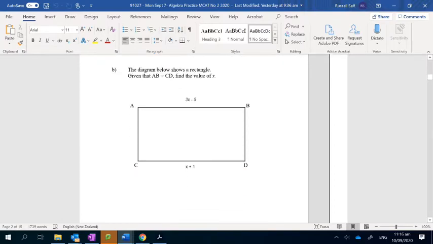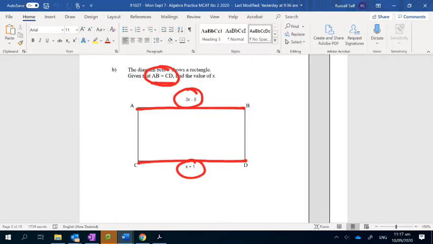Given the diagram below shows a rectangle, given that AB is equal to CD, find the value of X. Okay? So let's just talk about what they're saying. It says AB is equal to CD, right? Well, here's line AB. Here's line CD. Do you agree? And what it says is those two things are equal. So all I need to do is replace the name of the line with the value, and then solve the equation.